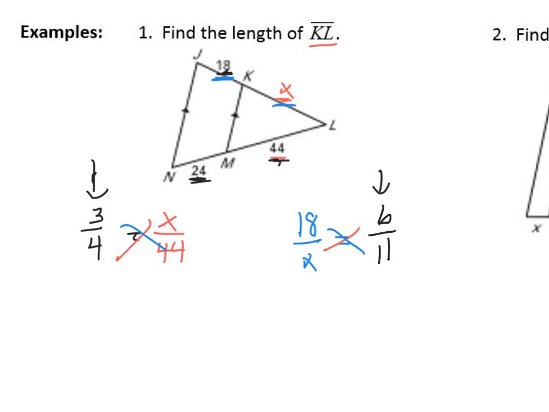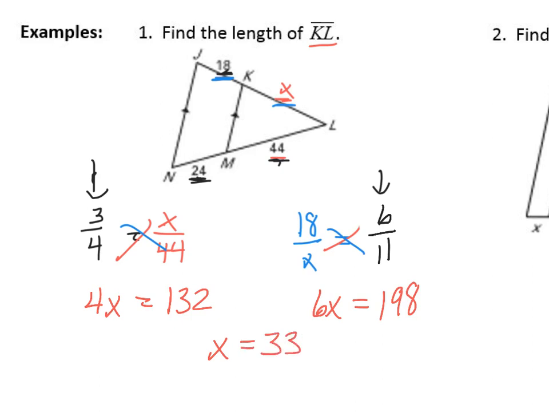Now when I go through and cross multiply, we just won't be dealing with as big of numbers. So it looks like I end up with 4x equals 132. And for the other one, I end up with 6x equals 198. And in both cases, x is going to equal 33.